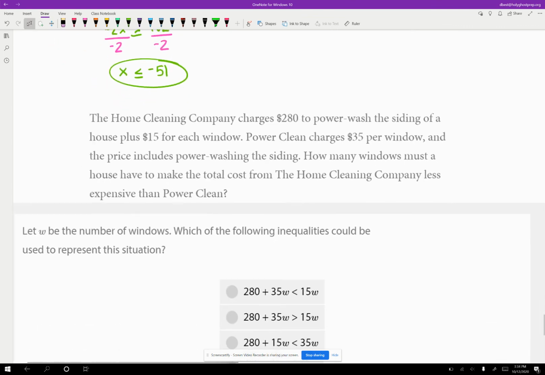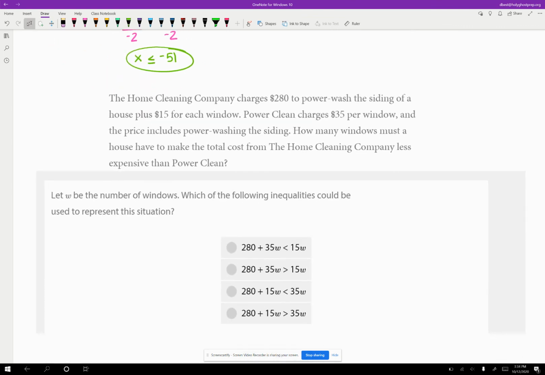And the last question I want you to try, this will kind of lead us into our follow-up section where we have variables on both sides. Read this problem and pick which inequality you think is best.